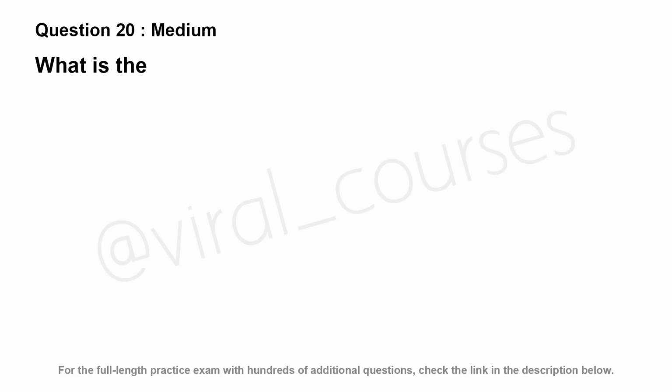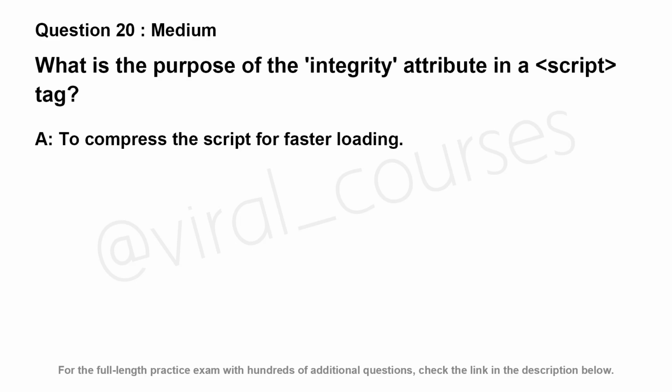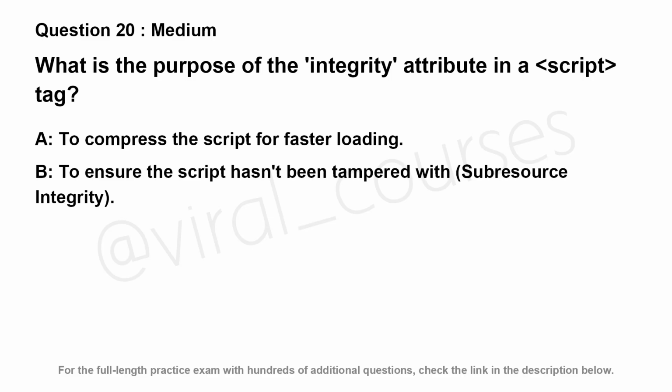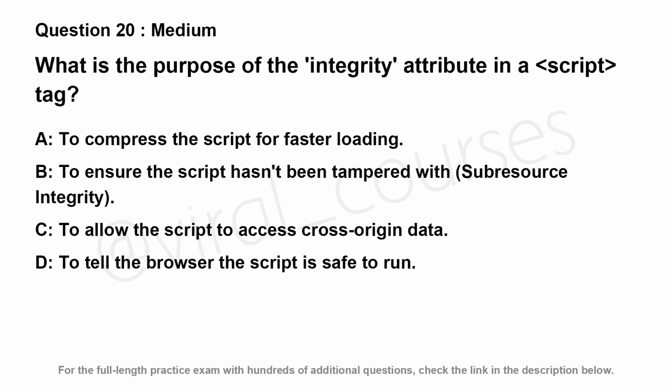What is the purpose of the integrity attribute in a <script> tag? Option A. To compress the script for faster loading. Option B. To ensure the script hasn't been tampered with. Subresource integrity. Option C. To allow the script to access cross-origin data. Option D. To tell the browser the script is safe to run.